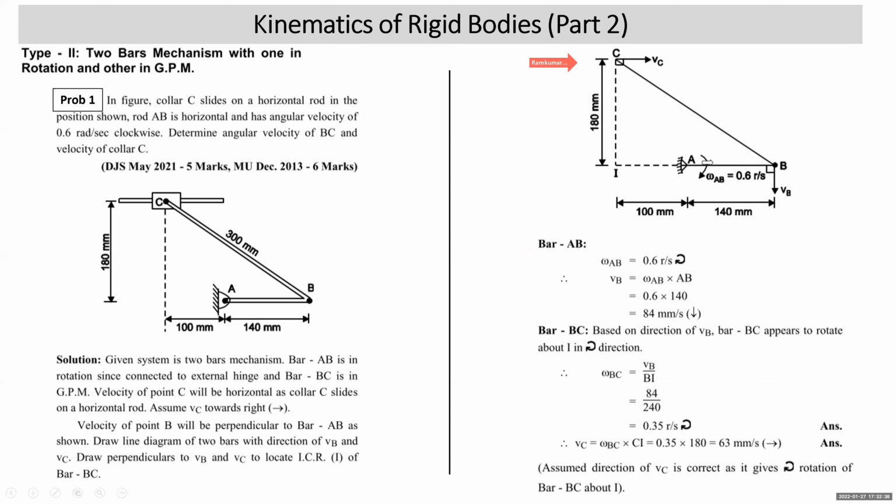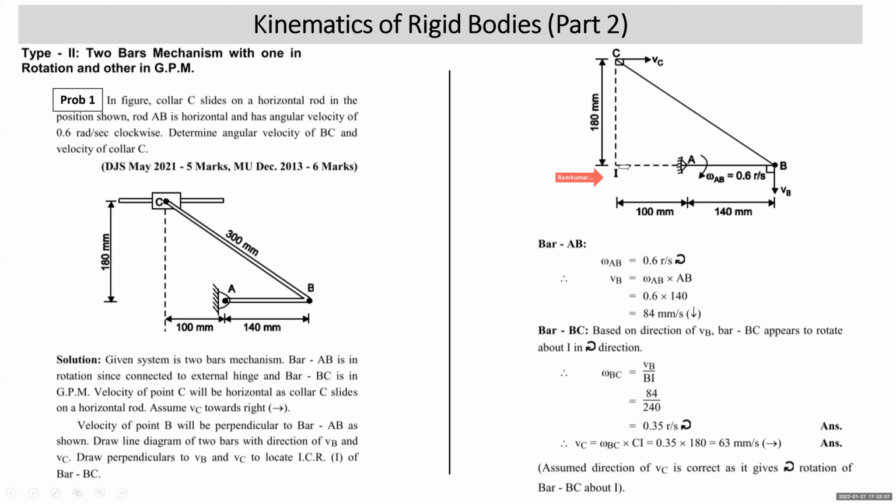See, AB was in rotation, so rotation means it rotates about a fixed axis. It is rotating about hinge A. Whereas for bar BC, we have to locate ICR. How do we locate ICR? The directions of the velocities of the 2 points are known. So you'll locate ICR by simply drawing perpendicular to VB and perpendicular to BC. Where they intersect, that becomes your ICR. Keep your pen or pencil at I.